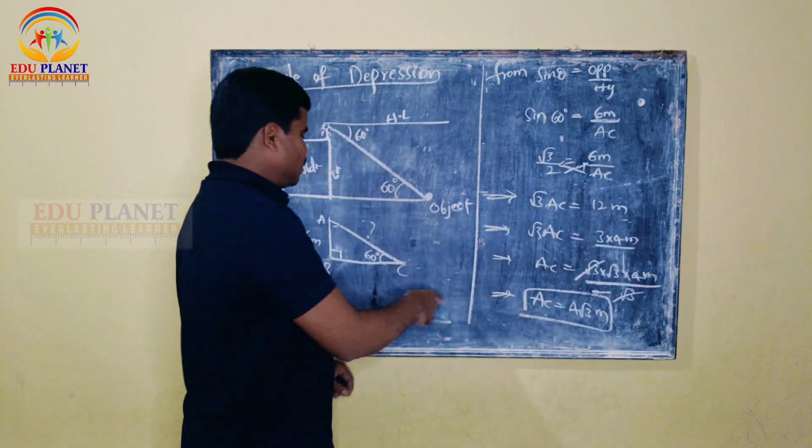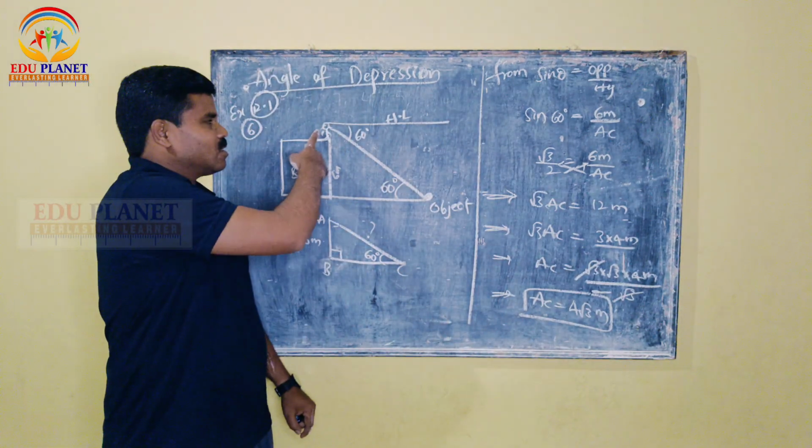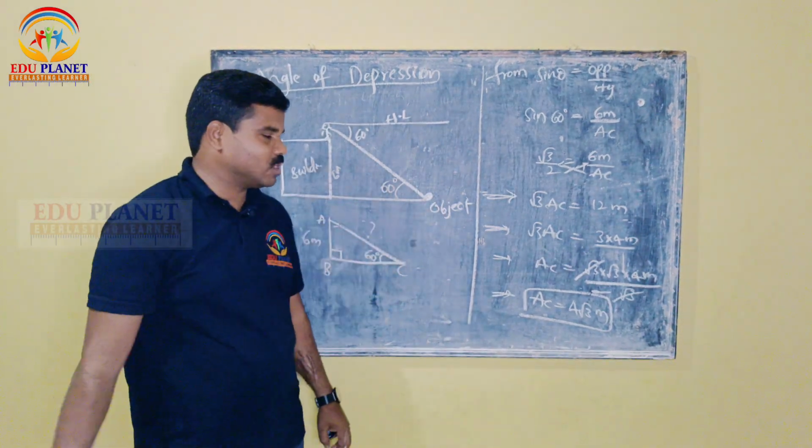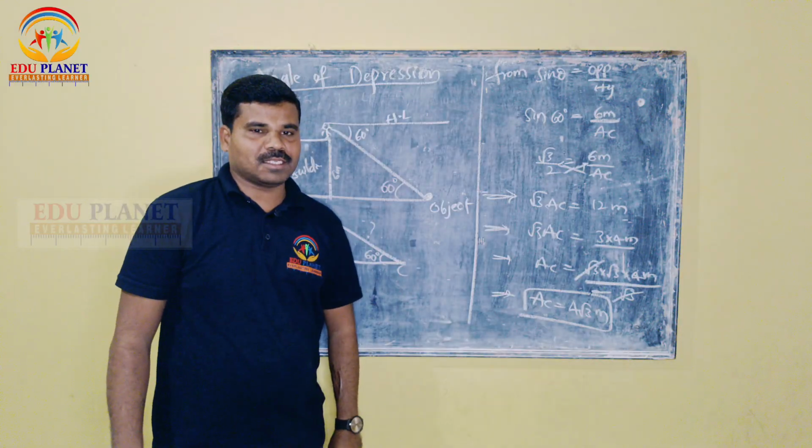Yes, the distance between the person and the target object is 4 root 3 meters. That's all.